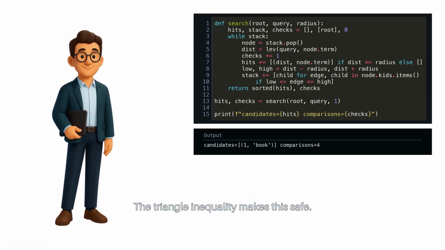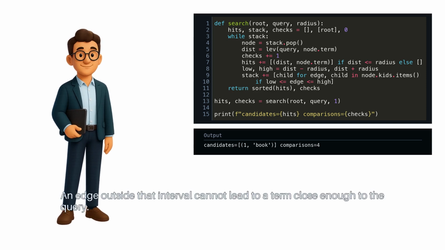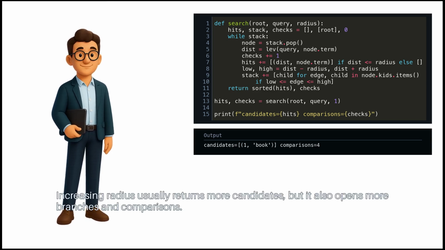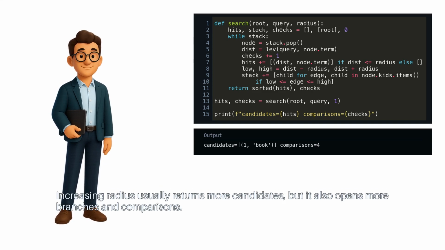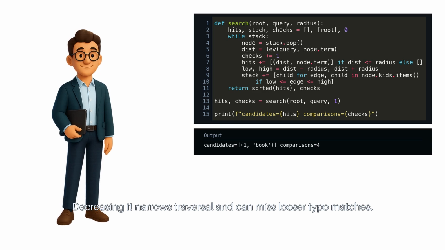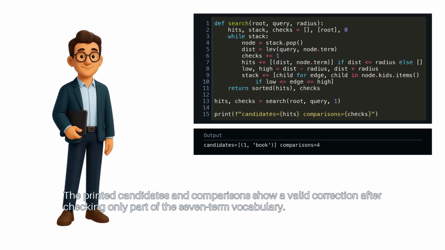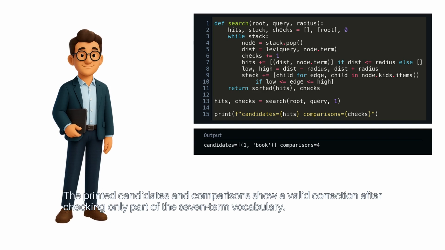The triangle inequality makes this safe. An edge outside that interval cannot lead to a term close enough to the query. Increasing radius usually returns more candidates, but it also opens more branches and comparisons. Decreasing it narrows traversal and can miss looser typo matches. The printed candidates and comparisons show a valid correction after checking only part of the 7-term vocabulary.